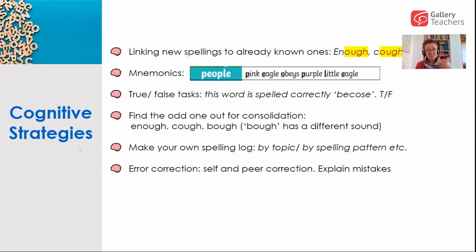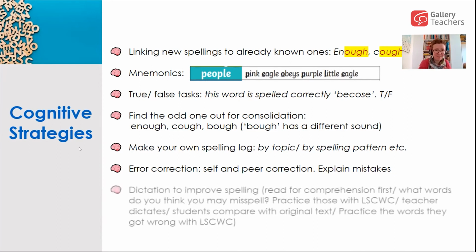I wrote explain mistakes here because A, it's hard, but B, I think it's incredibly valuable. So if a student misspelled a word, just give them the chance to ask themselves, why do you think you got that one wrong? Is it because you confused it with a different word? Is it because it was a double letter? So what led you to making that one mistake? Because hopefully, one, they've been able to internalize why they got it wrong. Hopefully, it's going to help them get it right the next time.